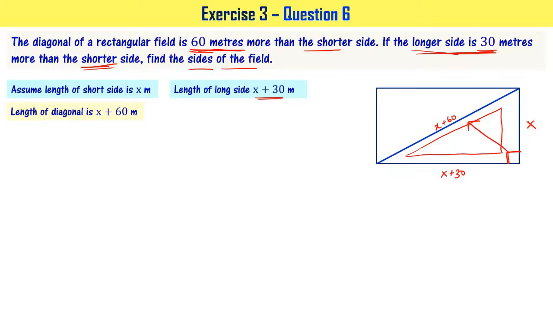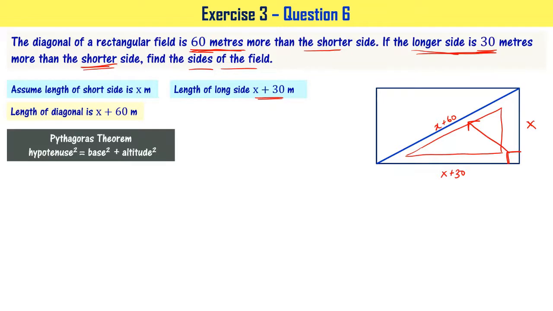In this particular case, we can make use of Pythagoras theorem. It says that the square of the hypotenuse is equal to the square of the base plus the square of the altitude of the right angle triangle, right? In this particular case, the hypotenuse is x plus 60, and the base is x plus 30 and the altitude is x, right? Let's substitute these such that I can write the equation as (x plus 60) whole square equal to (x plus 30) whole square plus x square.